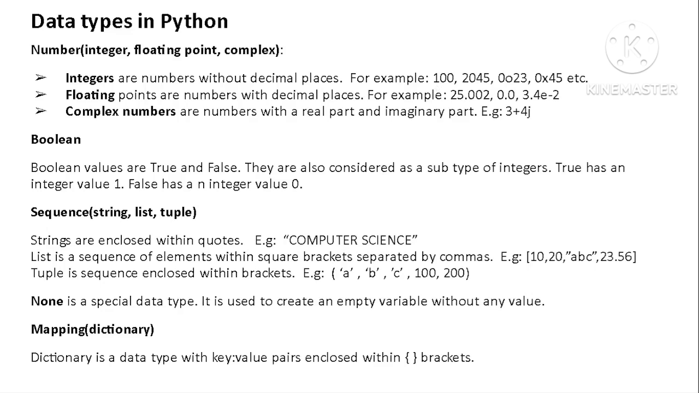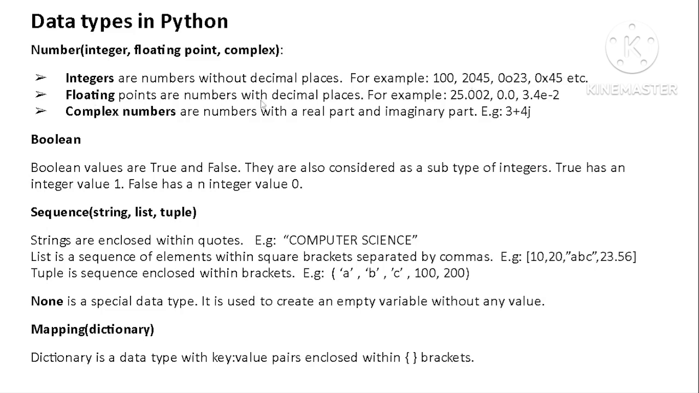When you say x equal to 0, 2, it will cause an error, because a leading 0 should be given only for octal numbers and hexadecimal numbers. For integers, a 0 provided should be followed by O or X. 0o23 is an octal number, 0x45 is a hexadecimal number.